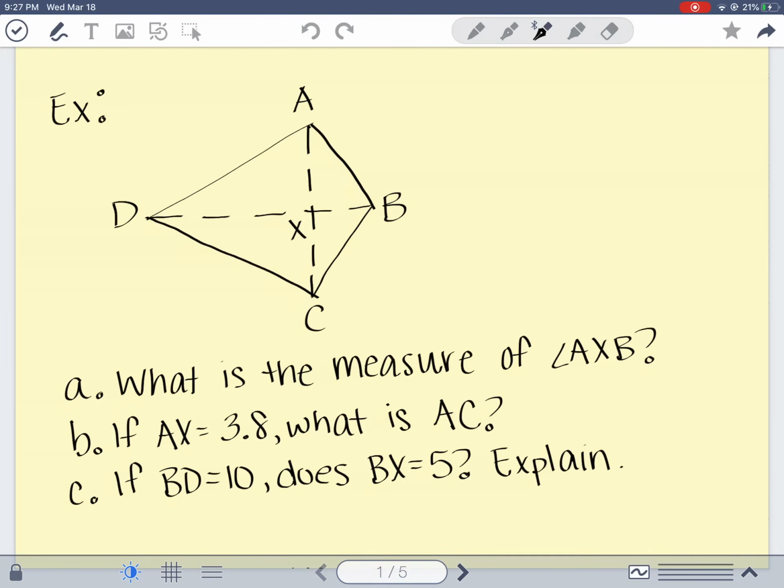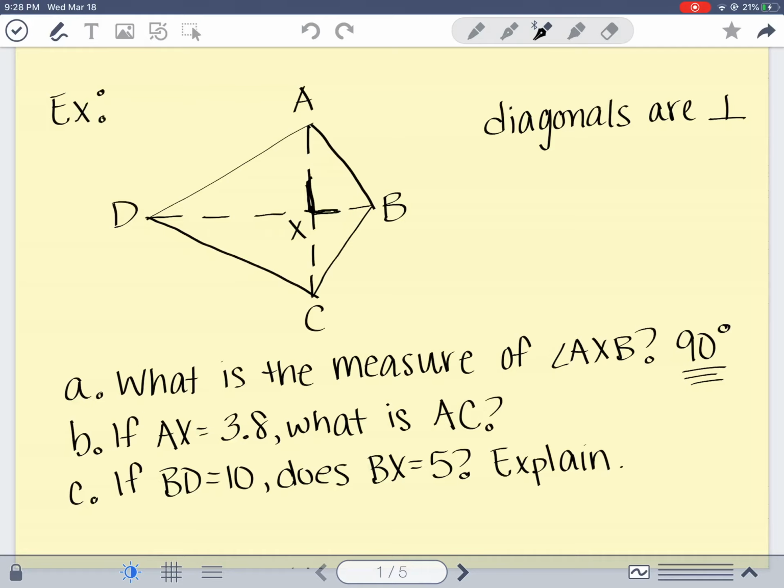In this first example, we have kite ABCD, and the first question says, what is the measure of angle AXB? That is this angle right here. Remember what we said about the diagonals. The diagonals are perpendicular to each other, which means that they create a 90-degree angle. So it is 90 degrees.